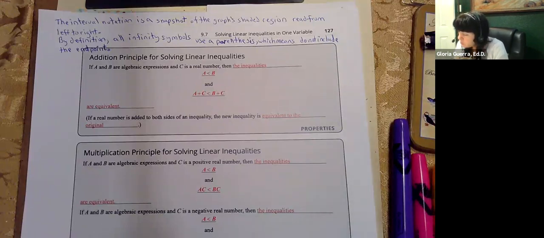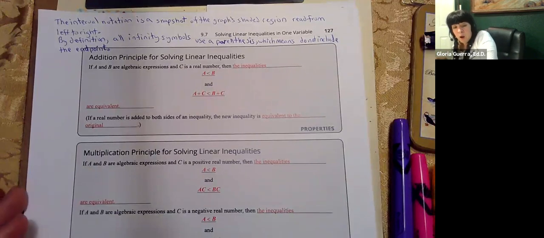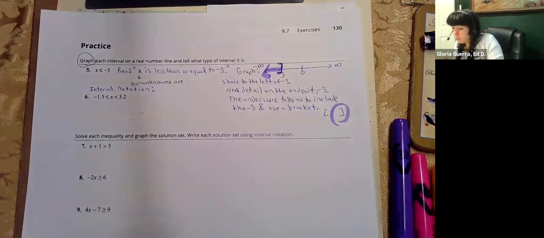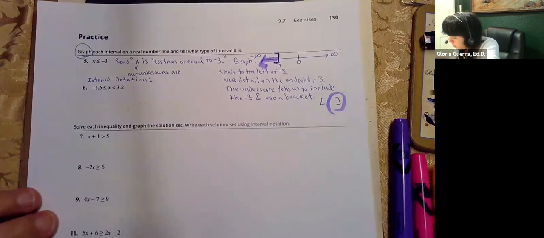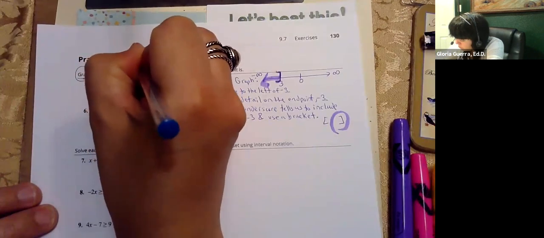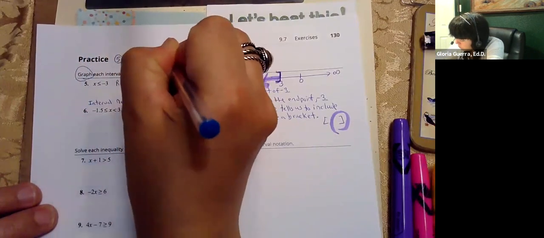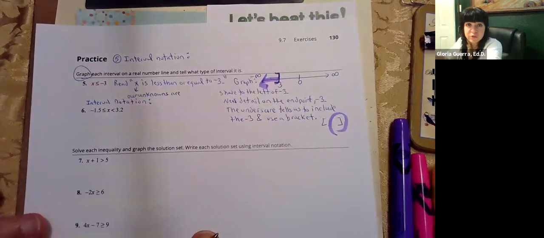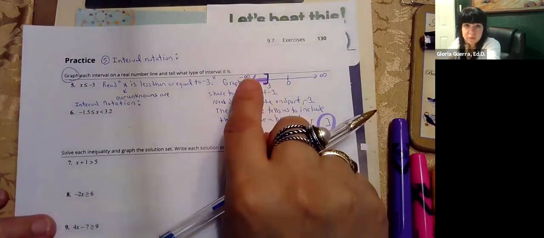And so the interval notation is a snapshot of the graph's shaded region read from left to right. Okay, so we take a look at that. Interval notation, number 5. I'm going to put that up at the top. It's a snapshot of your graph and it's read from left to right.